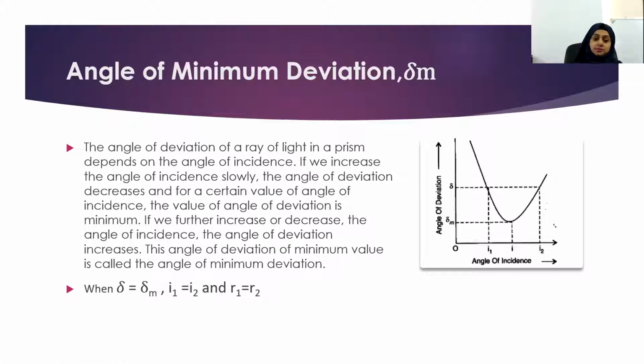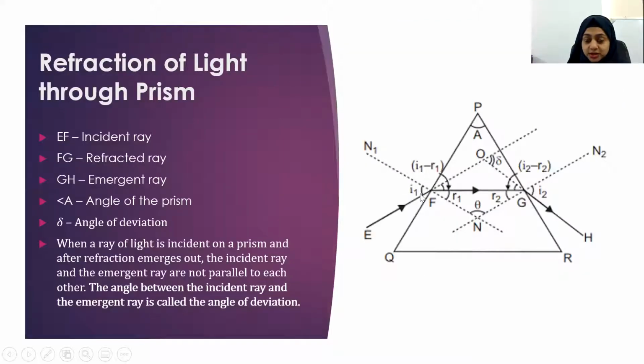Can you repeat that part? Like you said, at delta m, the angle of deviation and angle of incidence will be the same. Yeah, at the angle of minimum deviation, I will show here. This is the angle of incidence I1, right? This is the angle of emergence I2. These two values will be the same, equal. I1 will be equal to I2 when the deviation is minimum. Also, R1 will be equal to R2 when the angle of deviation is minimum.